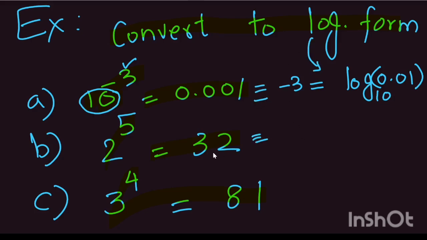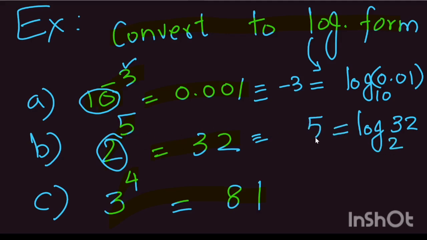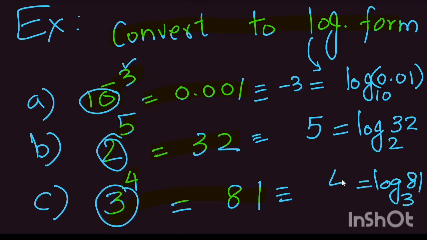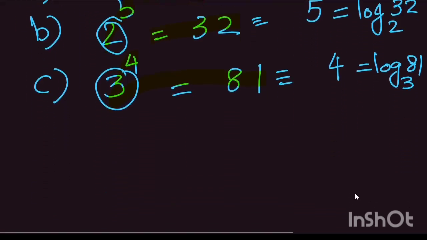In a similar way, this is 32, it will come in front of log, that will be the argument. This is 2, the base will come here, and the power would be the answer of that log, or the value of the log. Similarly, 81 will come as argument, here 3 will come as a base, and 4, the power, will be the value of log 81 base 3.